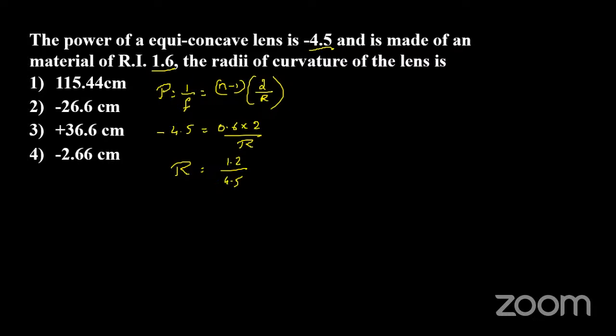1.2 divided by 4.5, approximately I will get 0.266 meter. Of course, a negative sign is there. I will convert it into centimeters. The answer is over here, 2 centimeter.